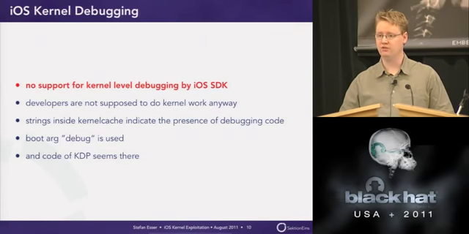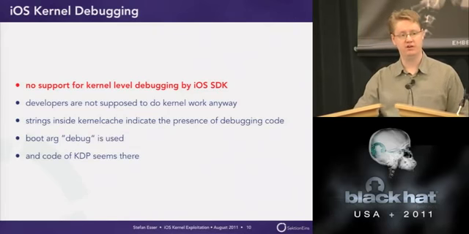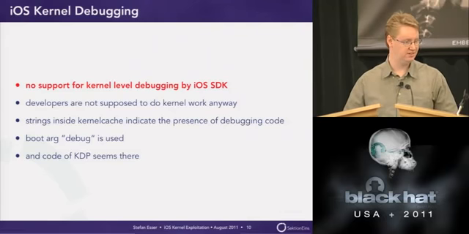But when you look at the kernel, you will see that it's still in there. You will find the code, the KDP. You will find that it uses the boot argument for the kernel debug and things like that. So the kernel debugger is still in there. You can see it very easily. Actually, I'm not so sure if they will remove it from iOS 5 or so. How do you debug the kernel otherwise?